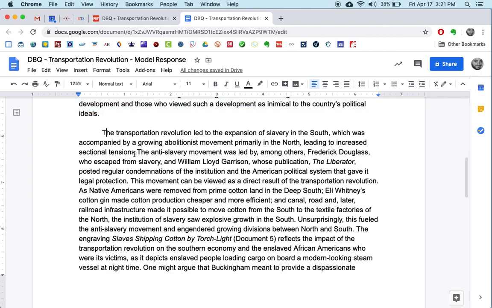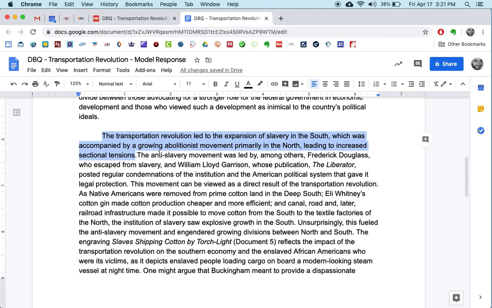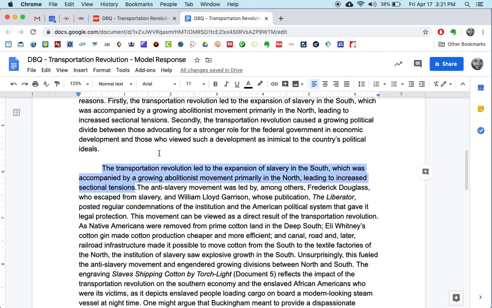Here, as you can see, I simply repeat the same claim that I made up top in the thesis because, you know what, who cares? I don't have time to reword it to make it sound nicer or different. This is the paragraph where I'm going to talk about the fact that the transportation revolution led to increased sectional tensions thanks to the expansion of slavery and the growing abolitionist movement.